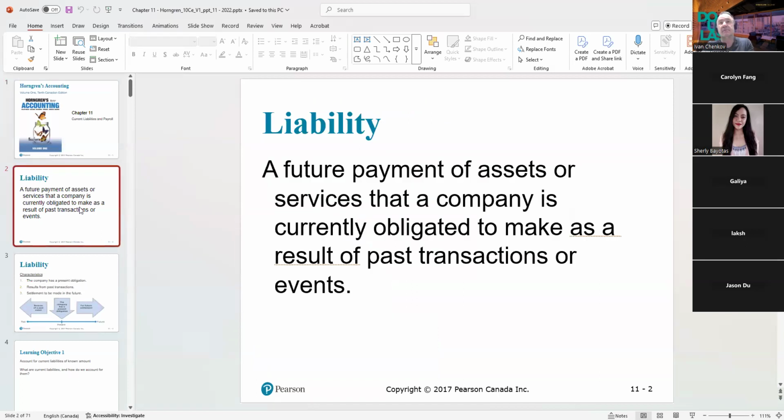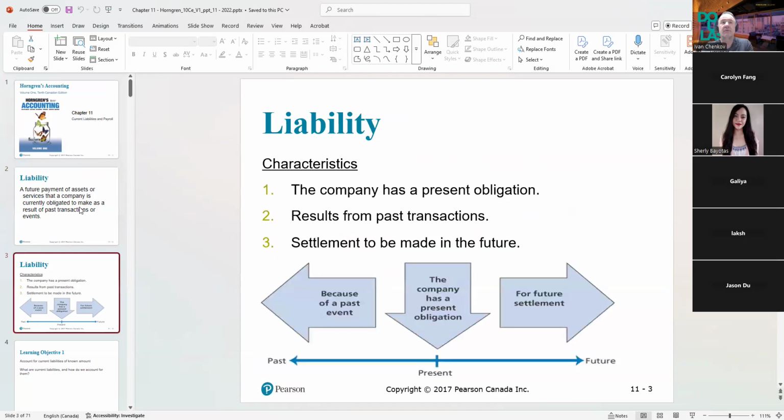Liability, again, is the future payment of assets and services that the company currently is obligated to make as a result of something that the company did in the past, through transaction or events. For that reason, we have all three dimensions of time. We have future, we have present, and we have a past.